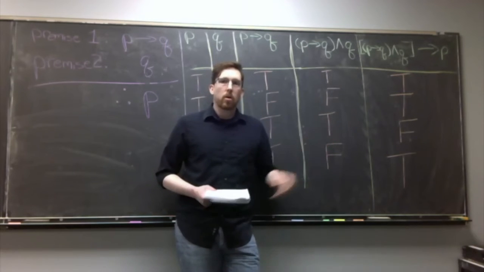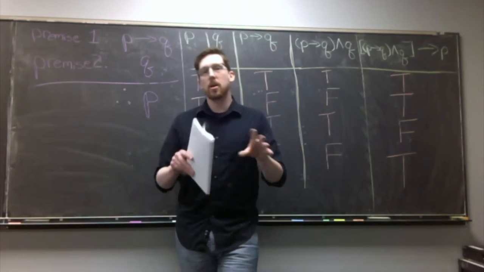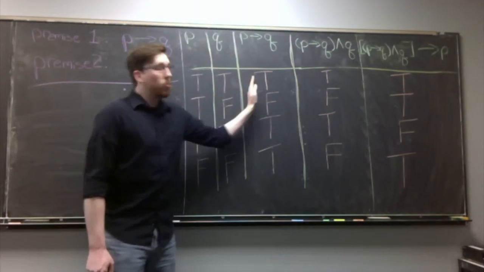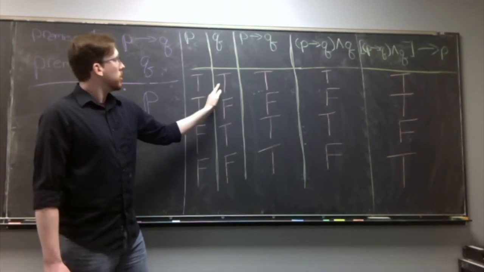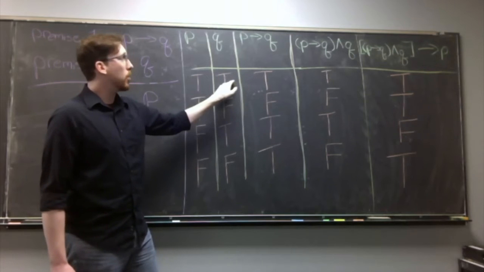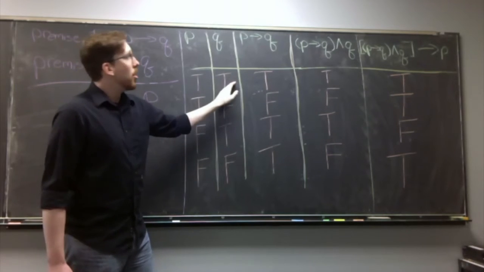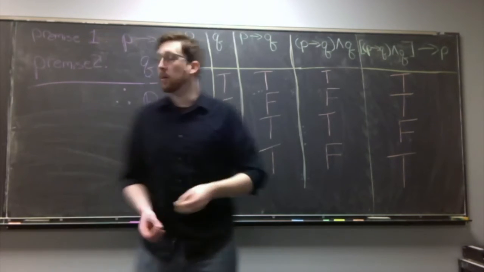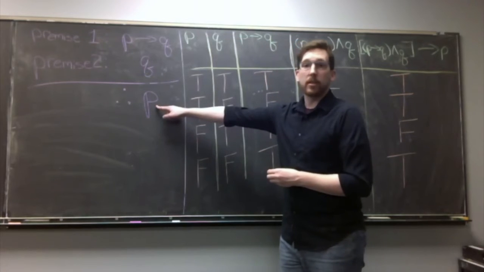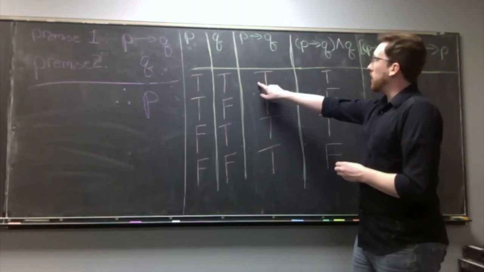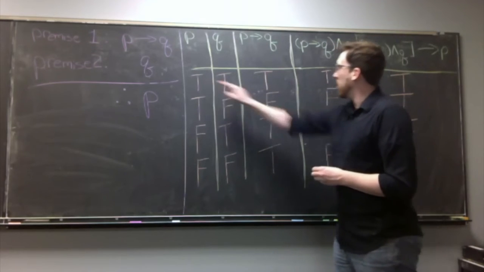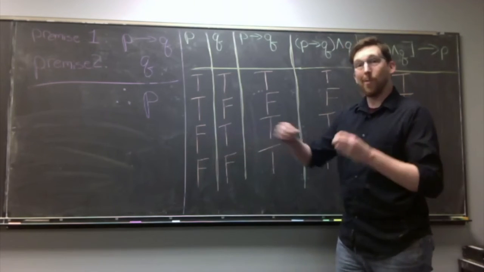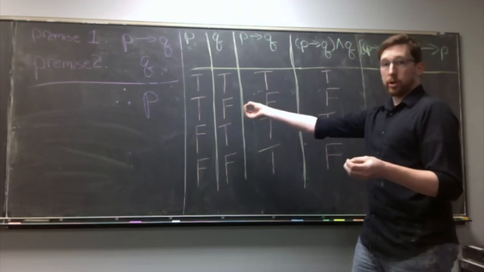So, the trick here is understanding that what we've got is really premise one and premise two. When both premise one and premise two are true, our entire argument, our conclusion, should be true. So our conclusion in this case is P. Premise one, premise two, conclusion. So forth, so on. But when both of our premises are true, our conclusion should be true.